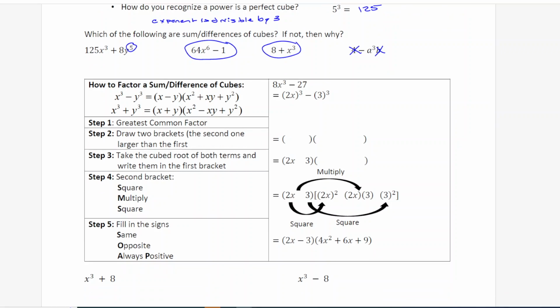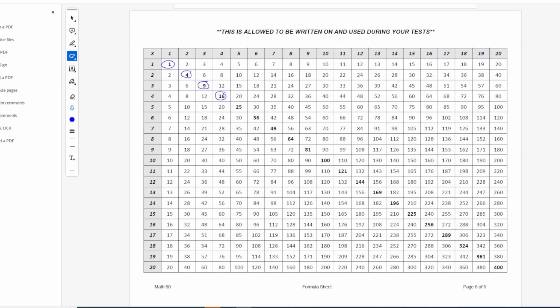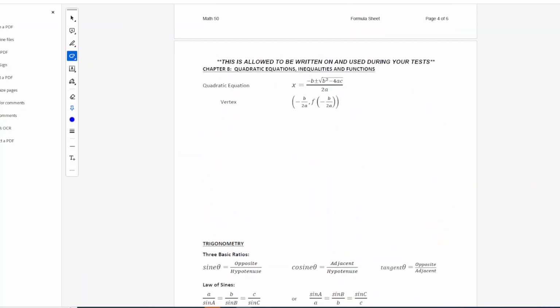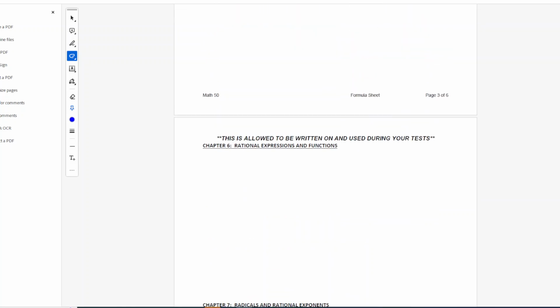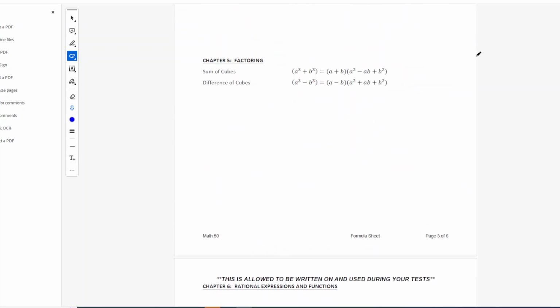Now let's talk about how to factor it. This is the fun part. On your formula sheet, there is a formula for factoring a sum or difference of cubes, which I hate using, but it's there. So chapter 5. This is the formula. Notice that in here I have a cubed and b cubed, and here I have an a and a b. And then in the second bracket, I have a squared, ab, and b squared. What that means is that I took the cube root of each term, and then I squared it, I multiply them together, and then I square the other term. And that's how you factor it.